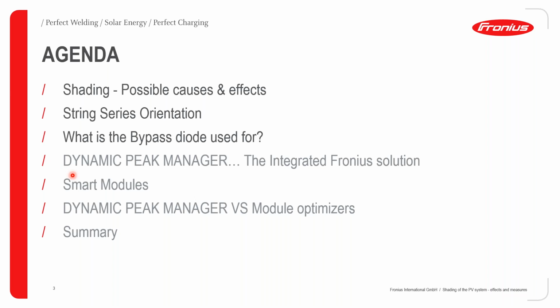After which David Mwangi will take over and talk about the Dynamic Peak Manager and show the audience how this is a very effective FRONIUS solution for counteracting shading. He will then move on to smart modules and talk about their uses. We will then compare the Dynamic Peak Manager versus a module-based optimizer, after which we will go through a quick summary and stay behind for about 10 minutes after the presentation to answer any questions.